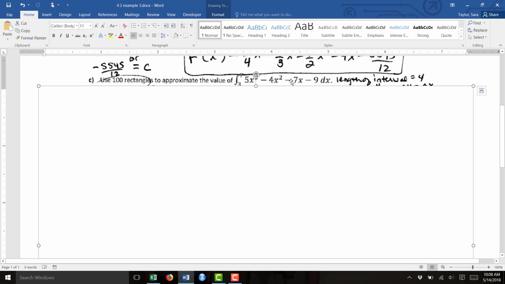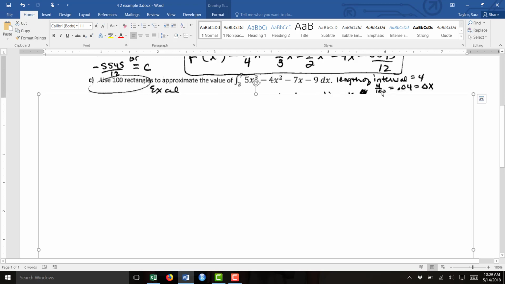Approximate the value of this definite integral if we want to use 100 rectangles. We're going from x equals 3 to x equals 7 using 100 rectangles. So first I note that the length of this interval is 4 units along the horizontal. And I want to chop that length of 4 into 100 equal pieces. So I take 4 divided by 100. That tells me that each rectangle will have a base of 0.04.